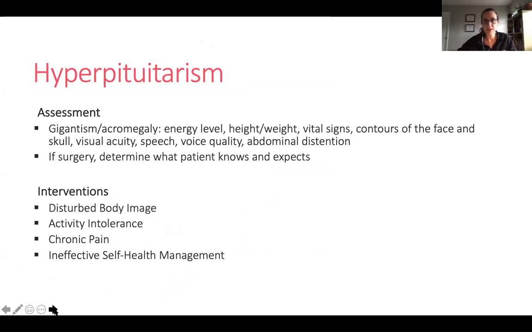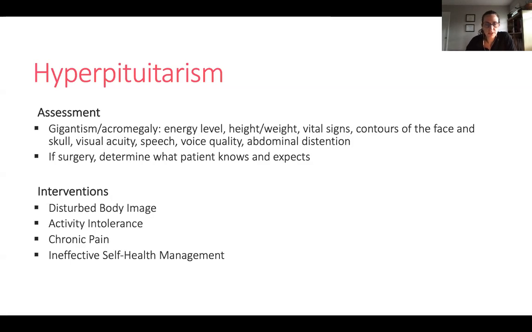So as far as your assessment, you want to assess for those things that we talked about. Is their growth proportional or not? Do they have those facial features? How is their speech? Is their tongue so swollen that they're having issues speaking, or maybe they're having issues eating? And then for the surgery, make sure you know what the patient knows and expects and provide them teaching about all of the things that we talked about. No forceful coughing, vomiting, all of that.